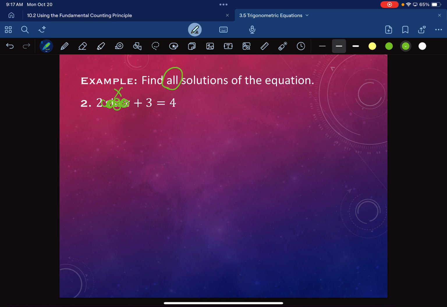Okay? I know it says sine, but the first 2 steps are going to be exactly the same as it is in algebra. We're going to subtract the 3. We're going to divide by 2. So let's do that. So we're going to subtract 3. So now I have 2 sine x equals 1, and I'm going to divide by 2. And I get sine of x equals 1/2. Okay, now if it didn't say sine x, it just said x, we'd be done, correct? But it does say sine of x.